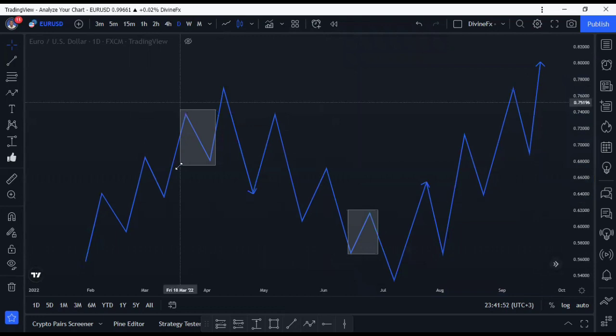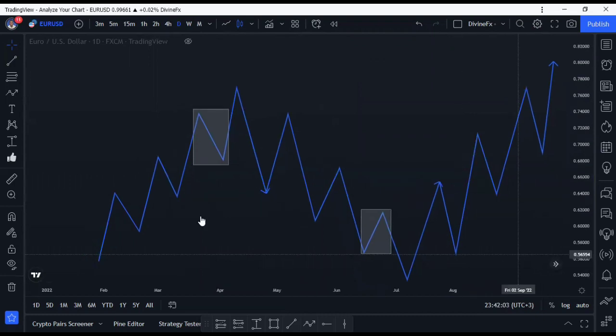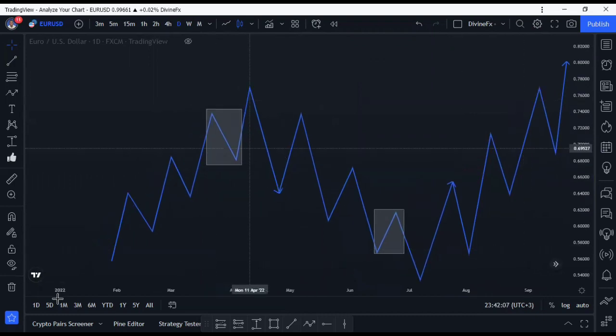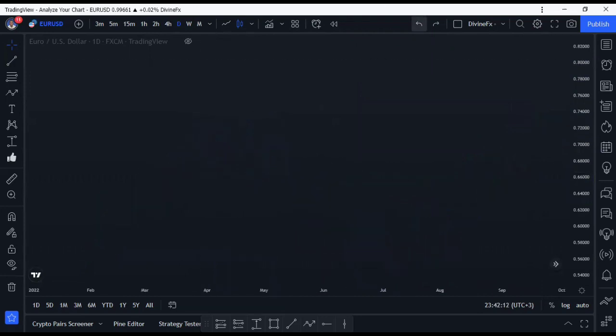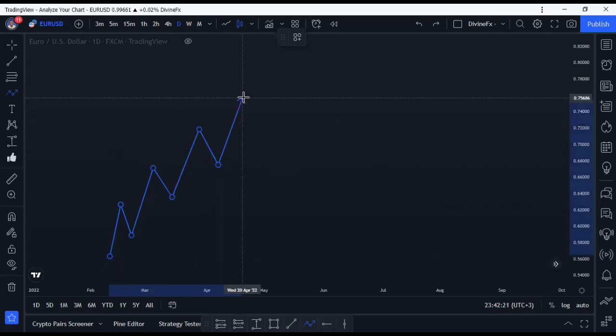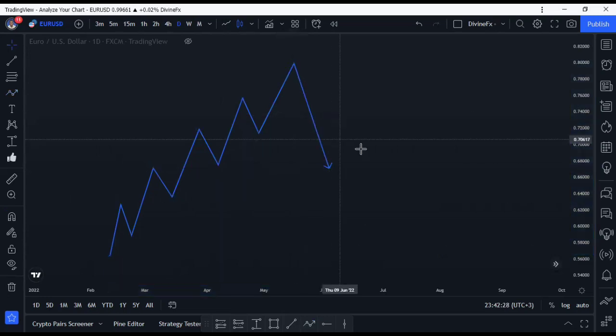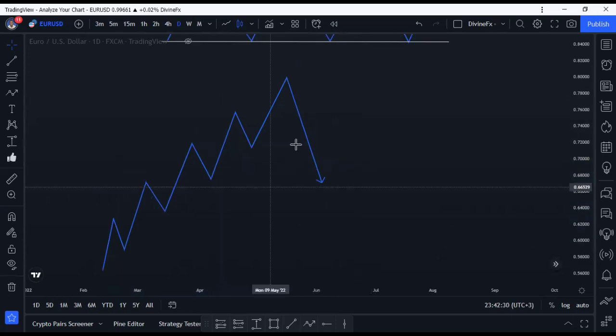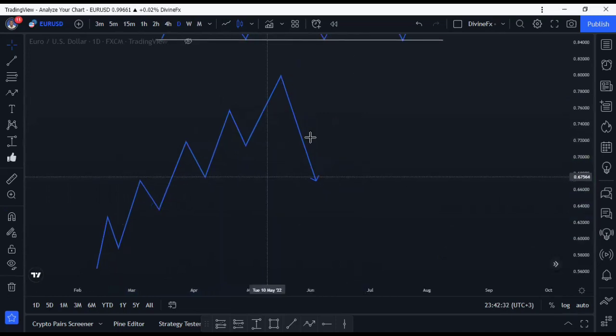So now you get the concept of what we call the market shifting from an uptrend to a downtrend, and from a downtrend to an uptrend. After breaking these previous highs and lows, we anticipate or expect price to retrace.